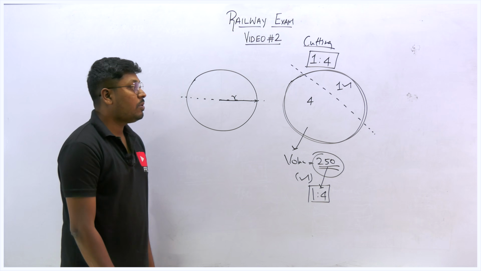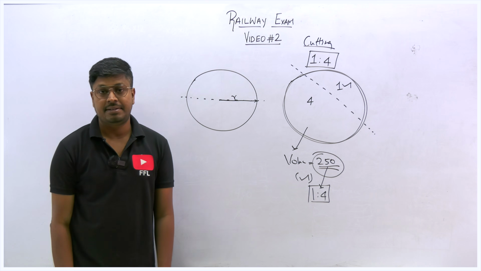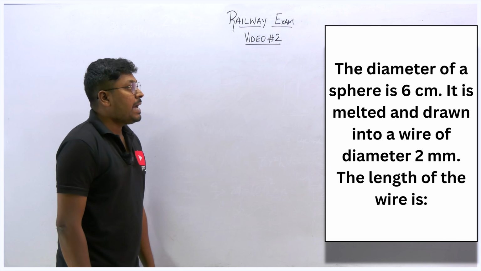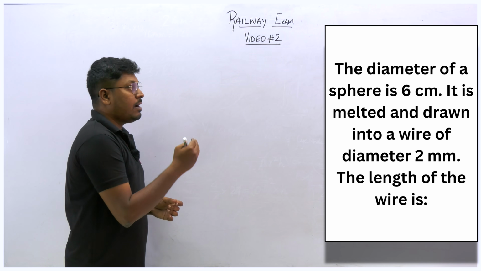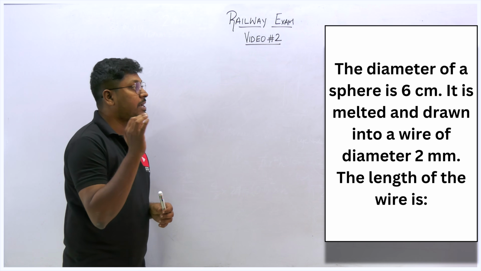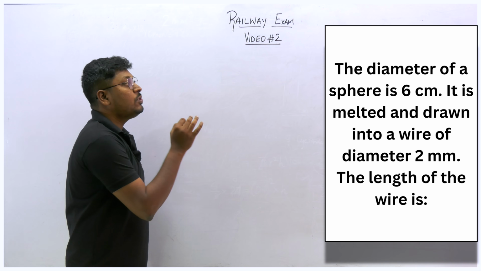So now let me move on to the question that is based on a sphere. First question. The diameter of a sphere is 6 centimeter. It is melted and drawn into a wire of diameter 2 mm. Find the length of the wire.